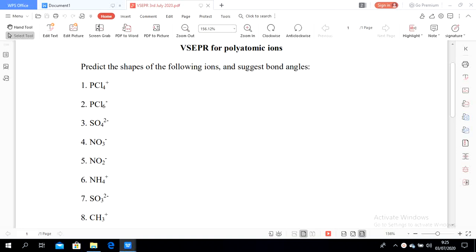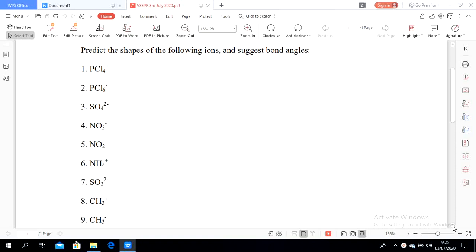Let us discuss the question about VSEPR for polyatomic ions. I have provided 9 questions on polyatomic ions. In these polyatomic ions, you have to draw the structures and also tell the number of bond pairs, number of lone pairs, the angle, and also the shape of the polyatomic ions. Okay, let's see from number 1.